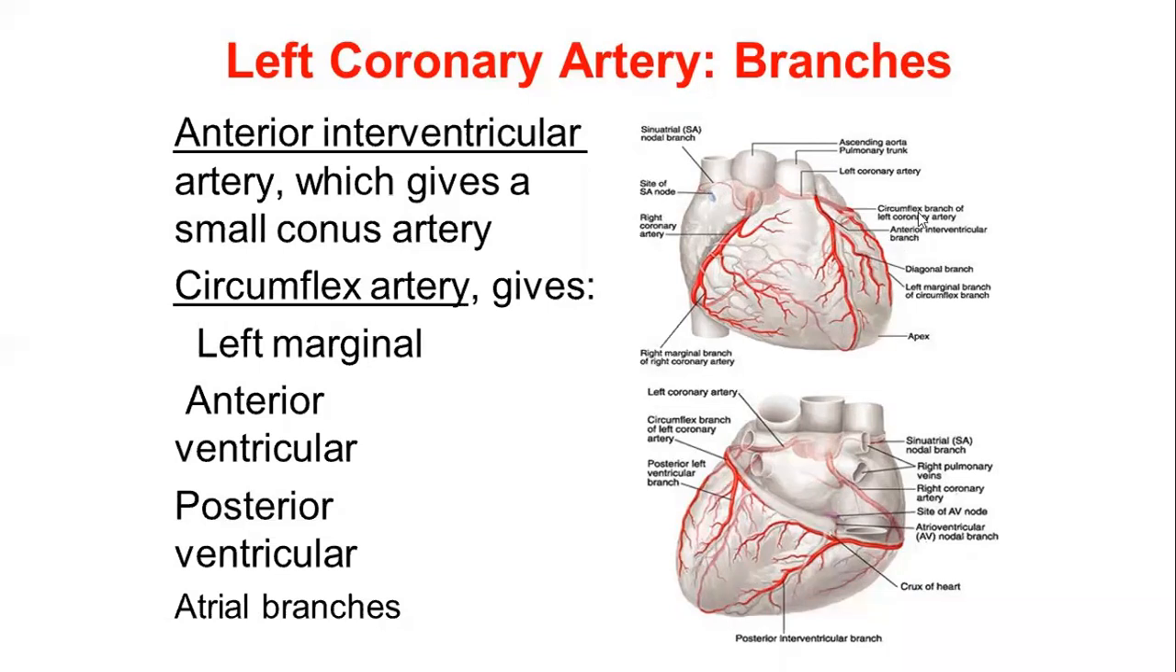The anterior interventricular artery passes along the interventricular groove till it reaches the apex of the heart. Here it turns around the inferior border of the heart and commonly anastomoses with the posterior interventricular artery, which is a branch of the right coronary artery.